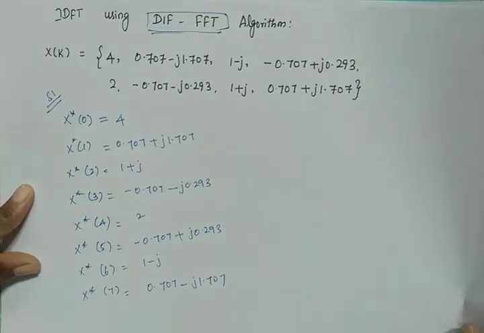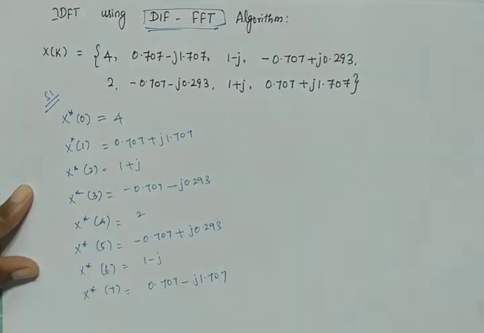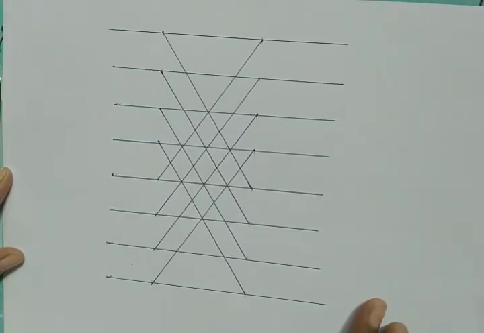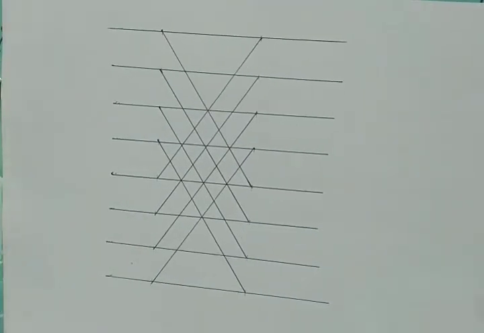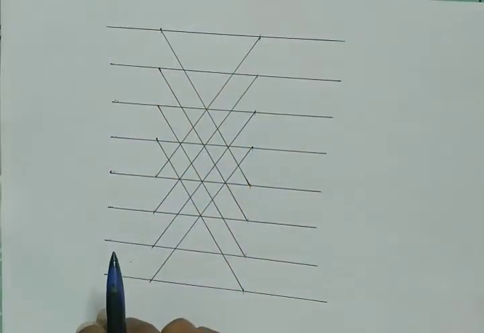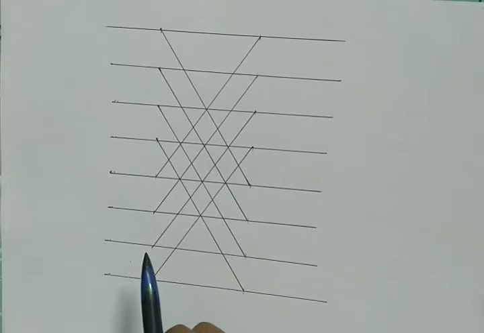Then what is our step 2? If it is DIT, what we have written is bit reversal order in the input side. Since it is DIF, what we have to do is write this in the original order, so that we will get output in the bit reversal order. This is the difference. So in the input side we have to write in the original order.